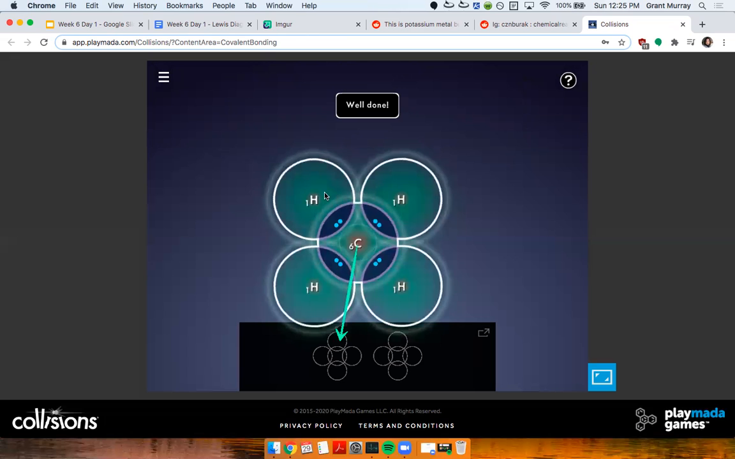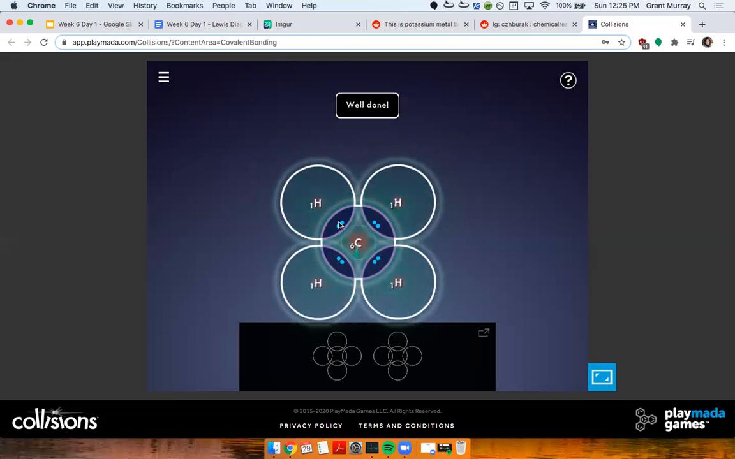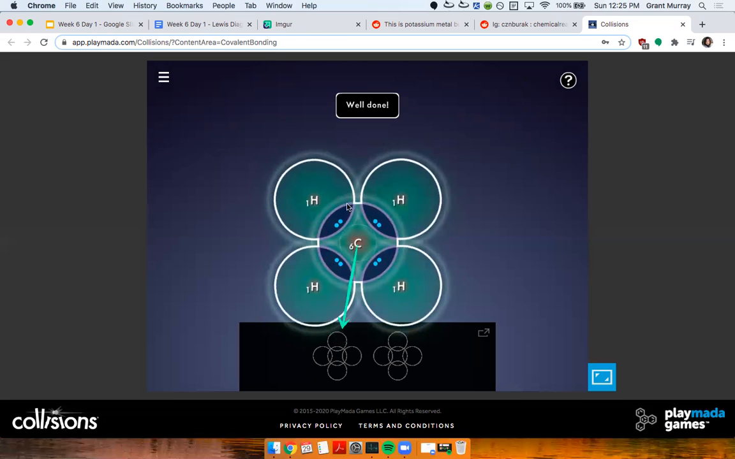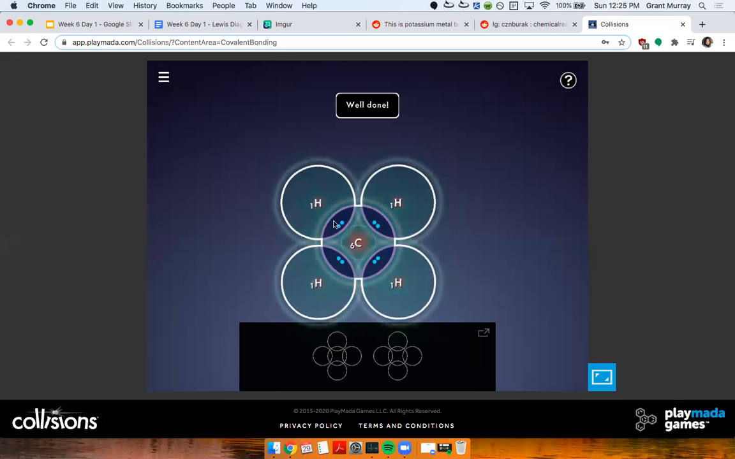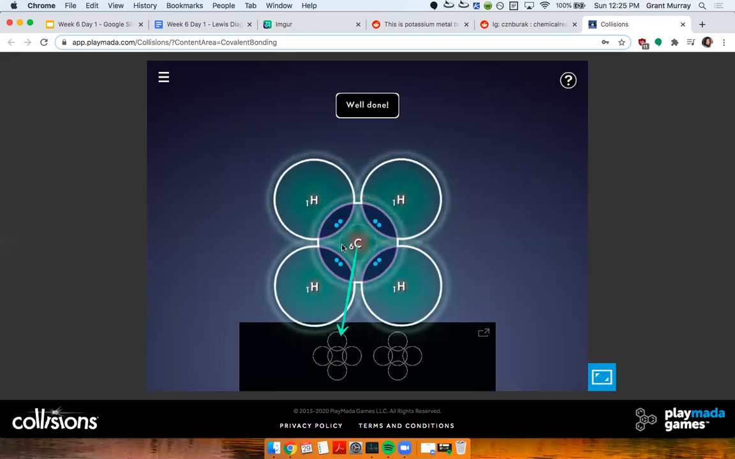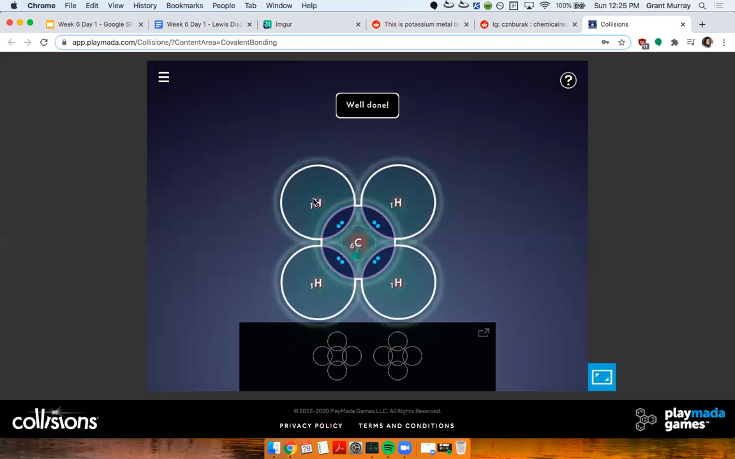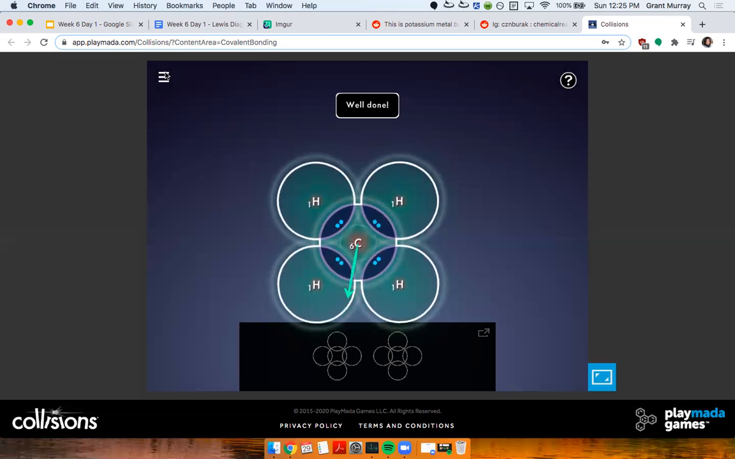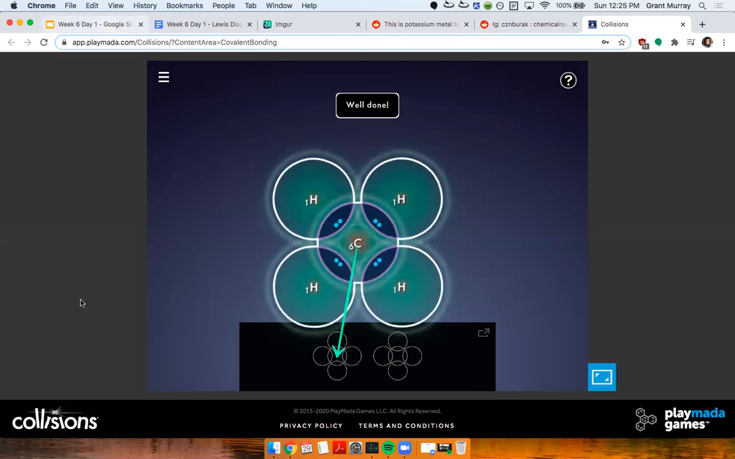Hydrogen actually breaks the rule. Remember how I told you about the 8 is great rule? Well, hydrogen is special. Hydrogen breaks the rule here. So carbon is happy. It's got 1, 2, 3, 4, 5, 6, 7, 8 electrons around it. Hydrogen's happy because it's sharing 2 with carbon. So that's just one thing that I wanted to go through real quick.